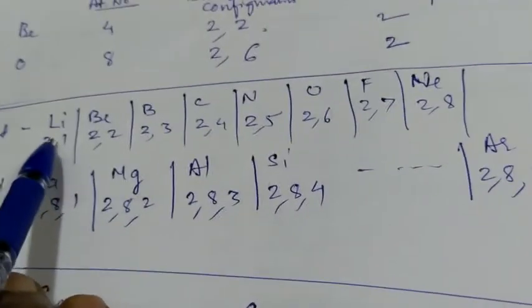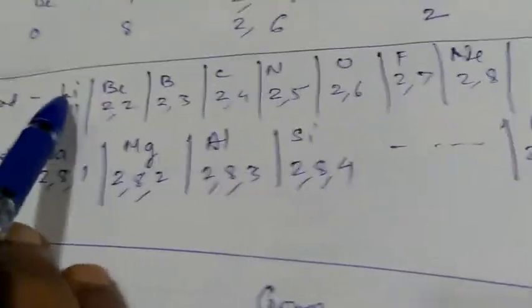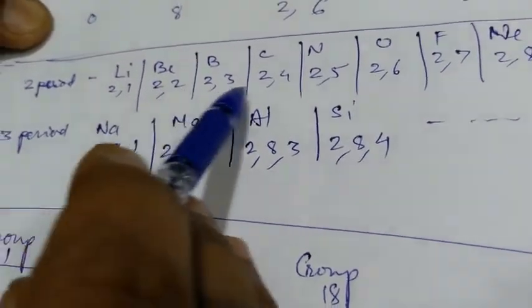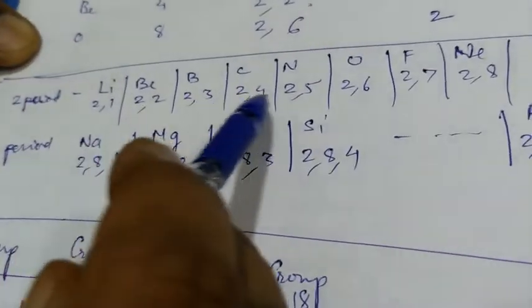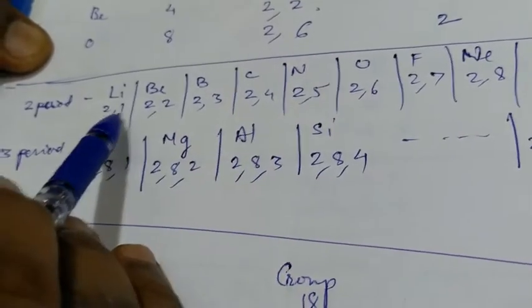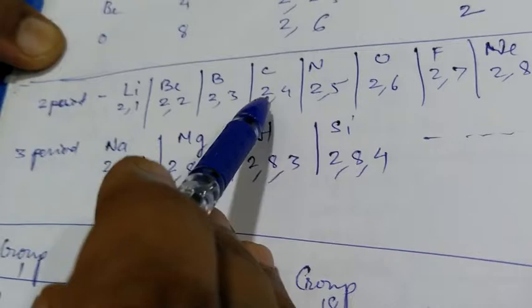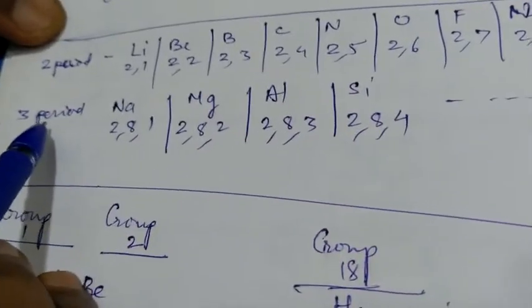Because we know that lithium has atomic number 3, so 2 and 1. Beryllium has atomic number 4, so 2 and 2. In this manner it goes on. Observe this carefully, and you will find that one electron is added in every element. Now come to the third period.